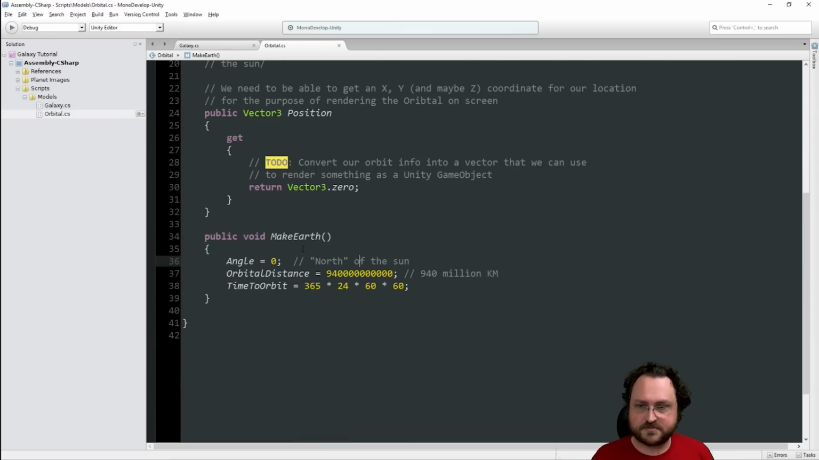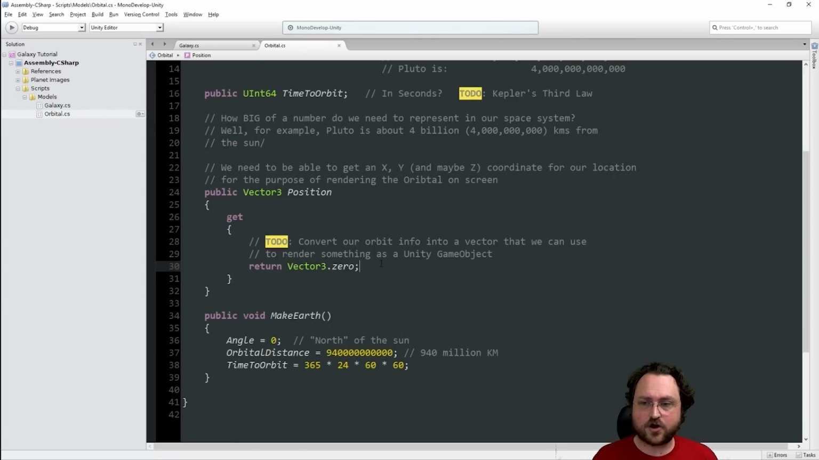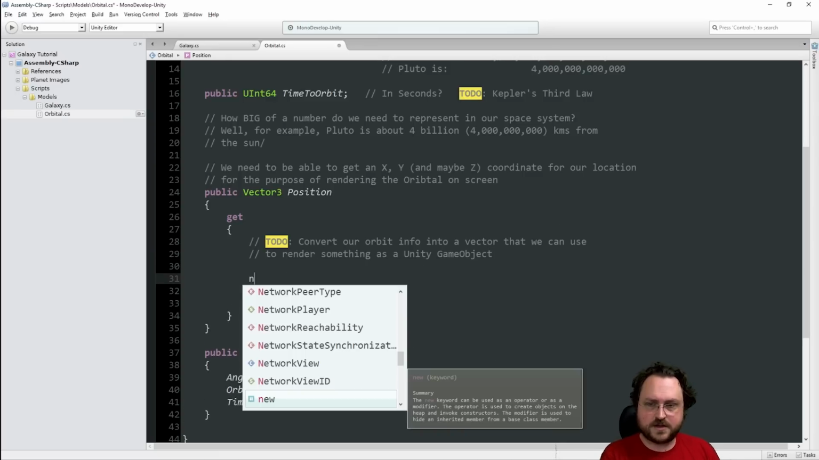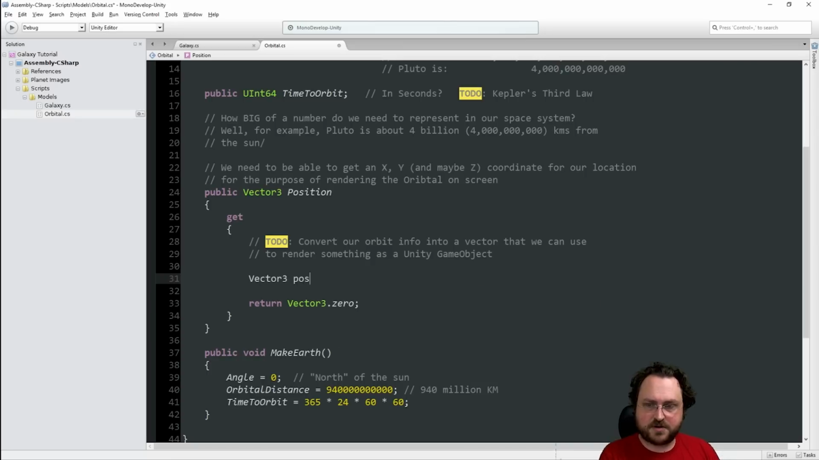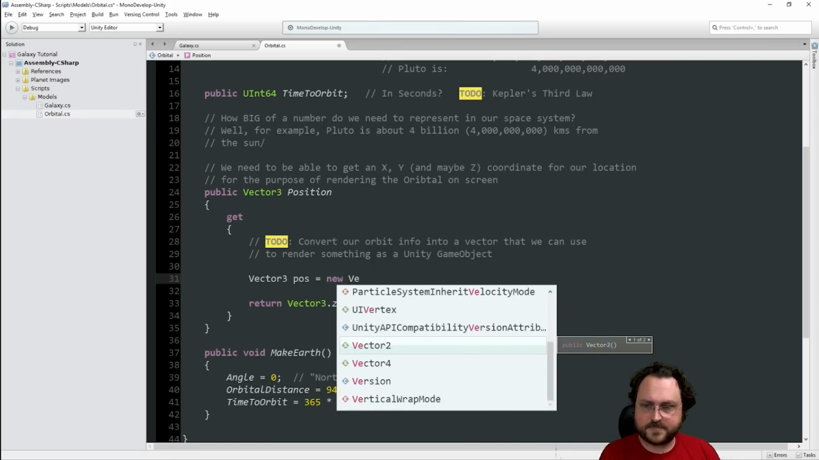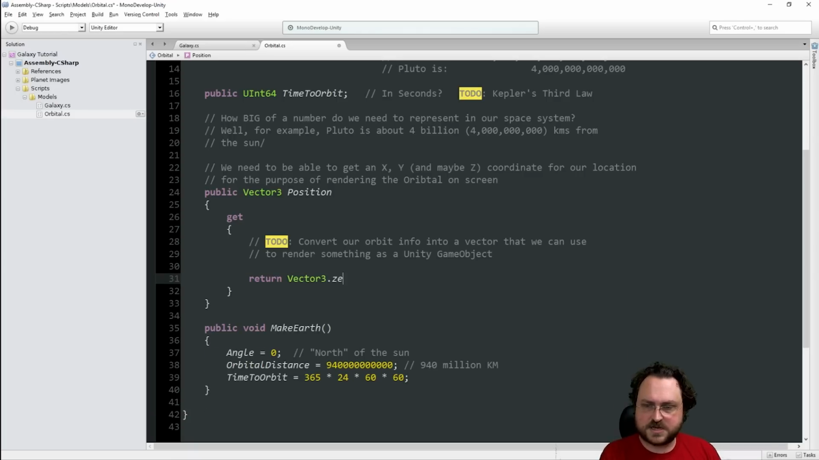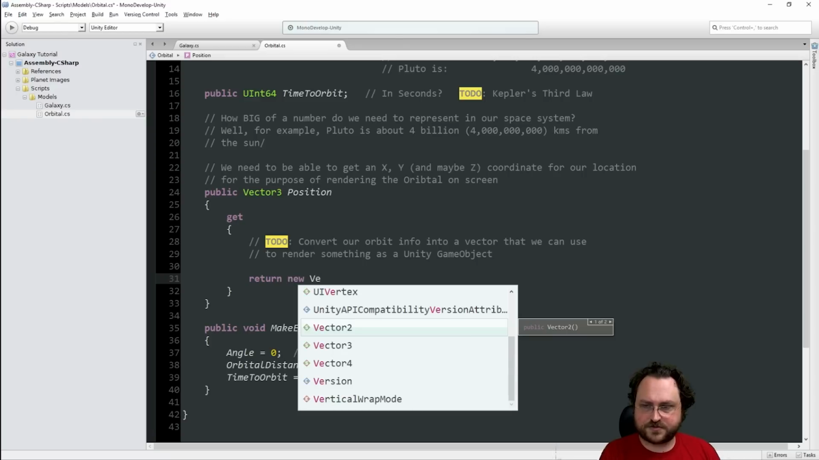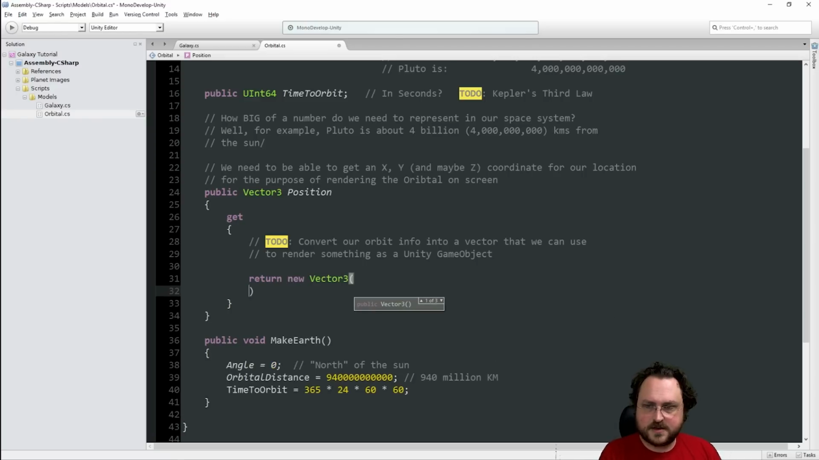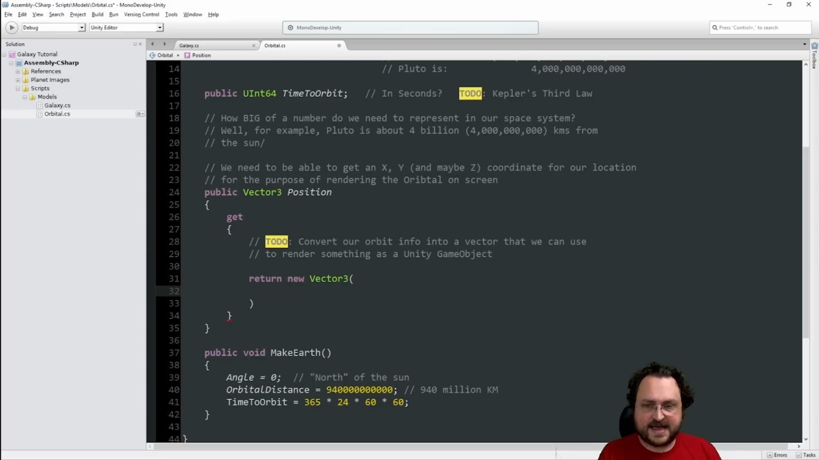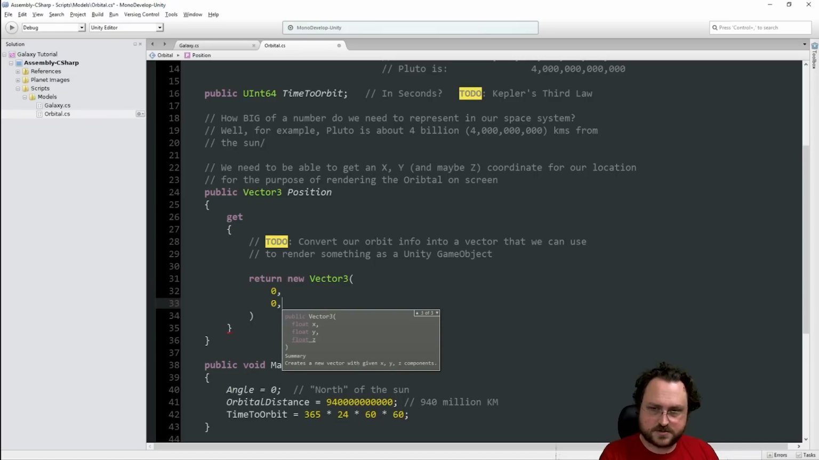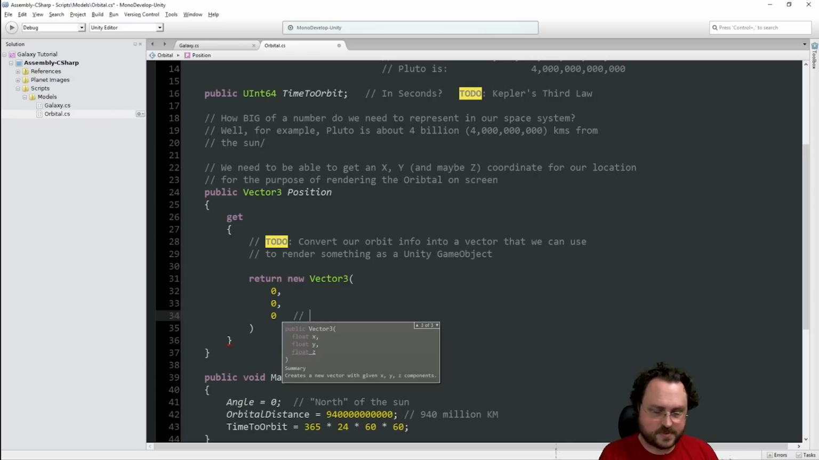So we could make an Earth, and it's a pretty sweet Earth. So how do we get our actual position if we want to draw it on the screen? Well, we'll make a vector 3 called pause, new vector 3. Well, I guess I could just return it. That's going to be okay. Yeah, let's just do that. So instead of returning vector 0, we'll return a new vector 3, which needs an X, a Y, and a Z. For our purposes, let's just do 0, 0, 0 for a second here.